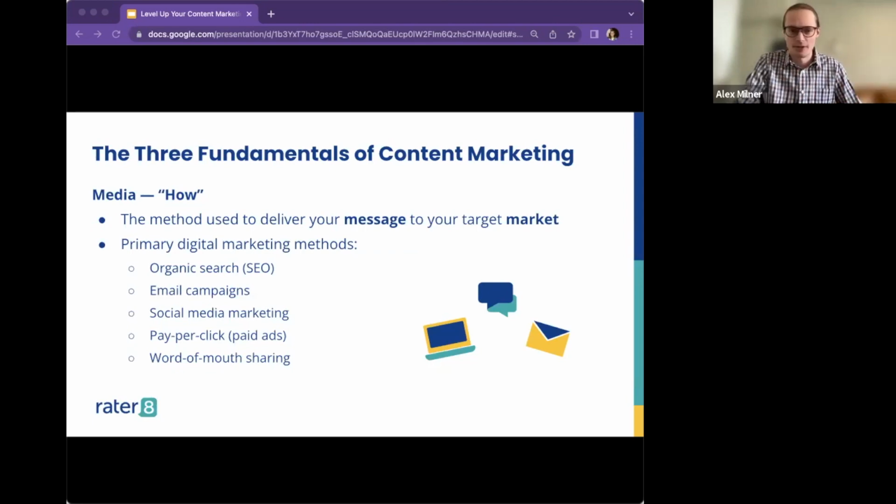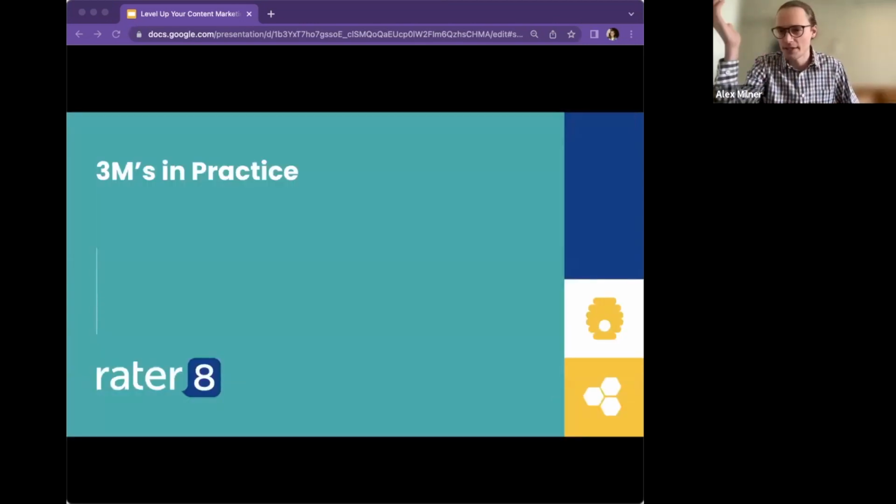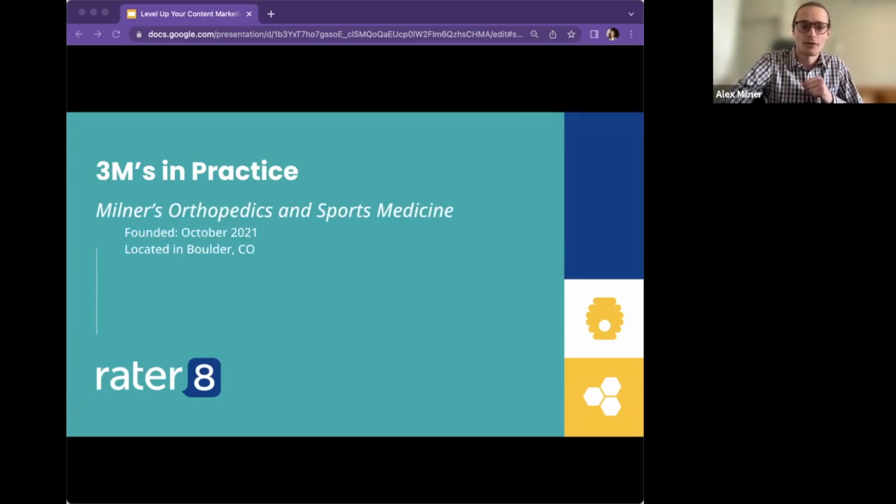Now, these fundamentals are great and all. They're fun to talk about, but in reality, they're not really the easiest to work with unless you see them in action, unless you can see them work through the framework. And so we are going to do the 3 M's in practice with my brand new orthopedics practice, Milner's Orthopedics and Sports Medicine. It was founded in 2021 in Boulder, Colorado. This is what the inside of our office looks like. It's very professional.